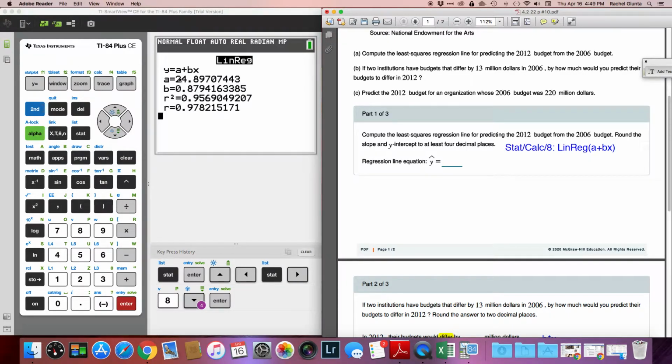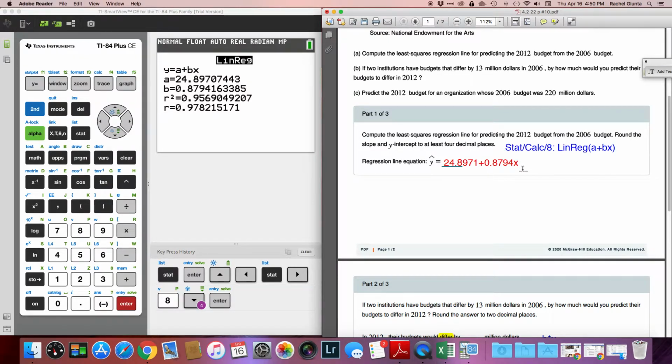So a, 4 decimal places. For a, we're going to do 24.8971. And then we're going to just follow this format exactly with plus, and then b, which is 0.8794. And then still following this format, we just type in an x, just a regular x off of your keyboard. And that's the exact format this needs to be.